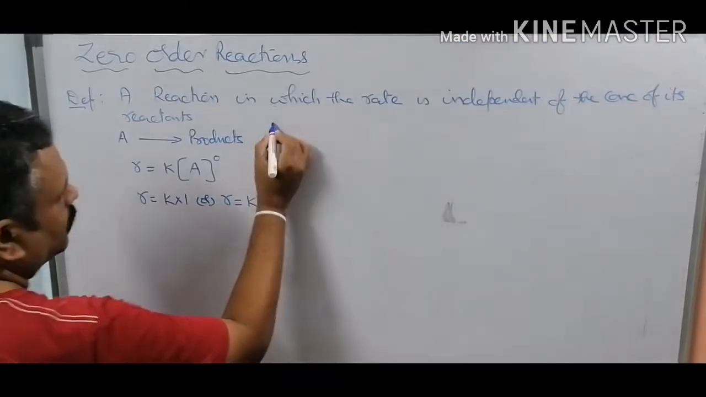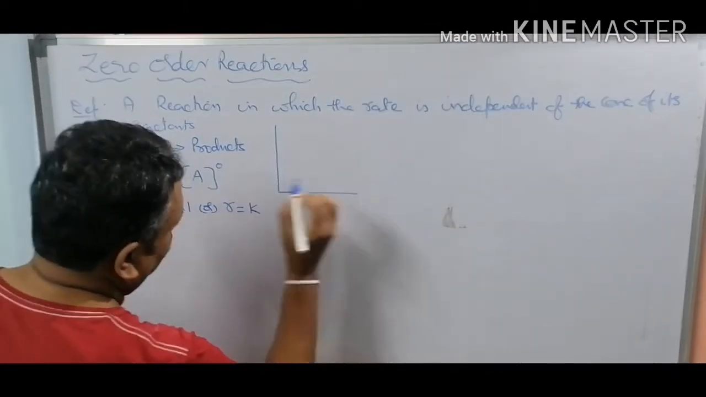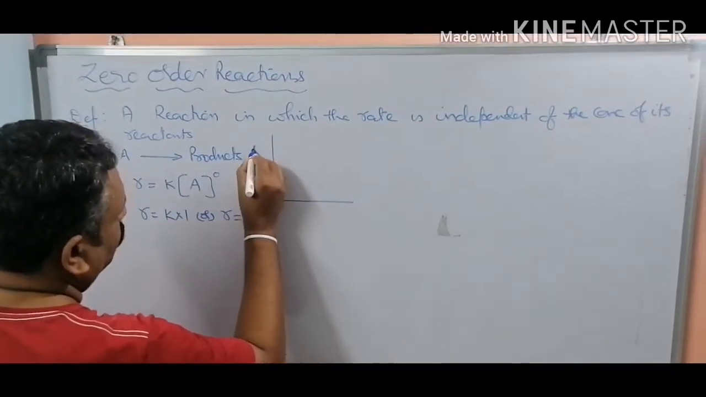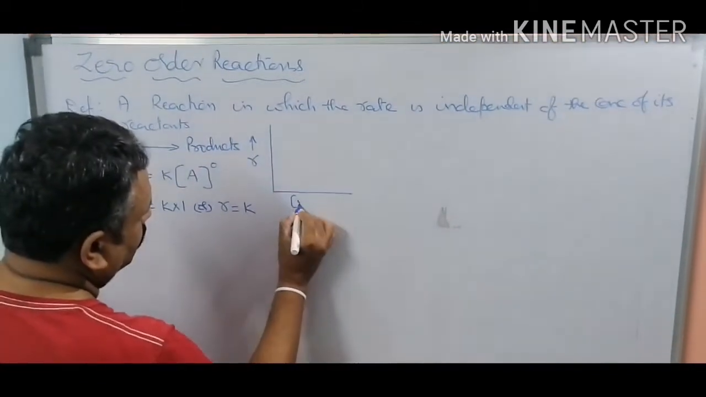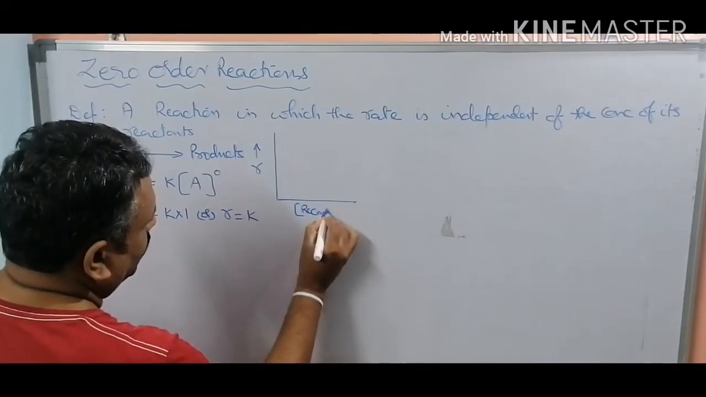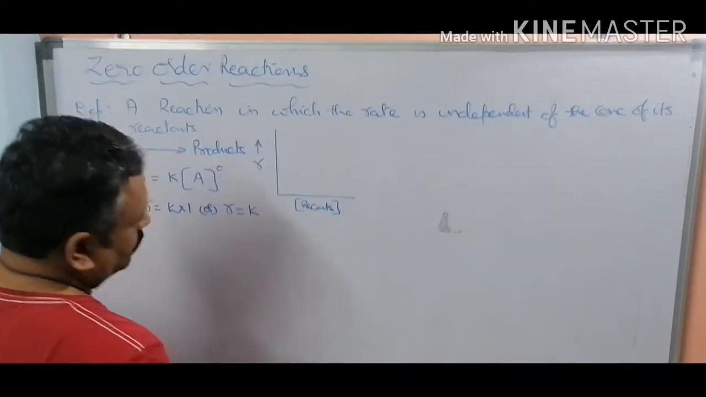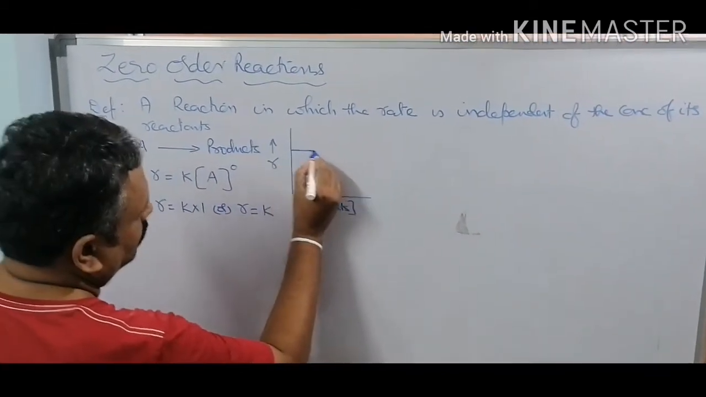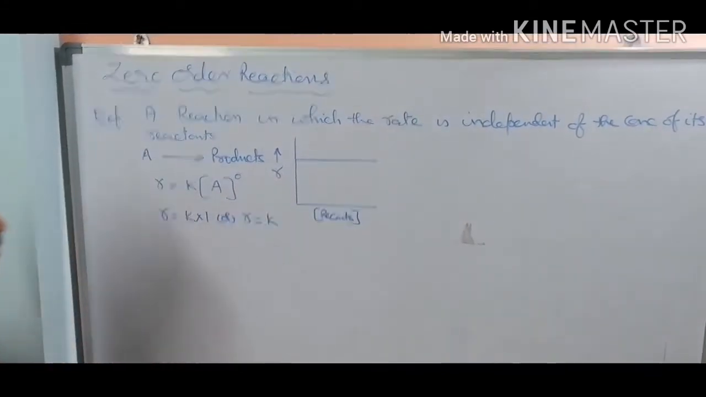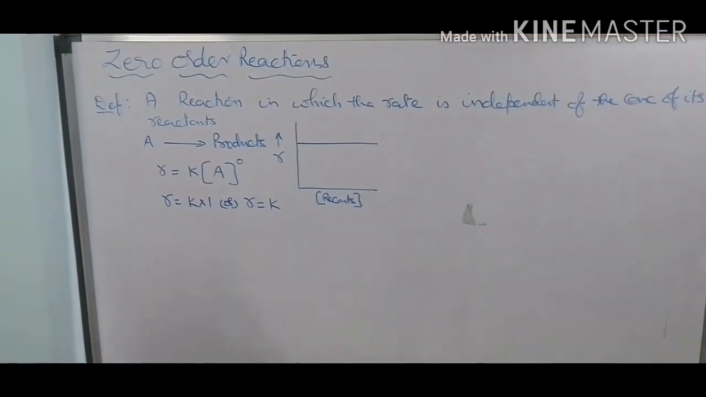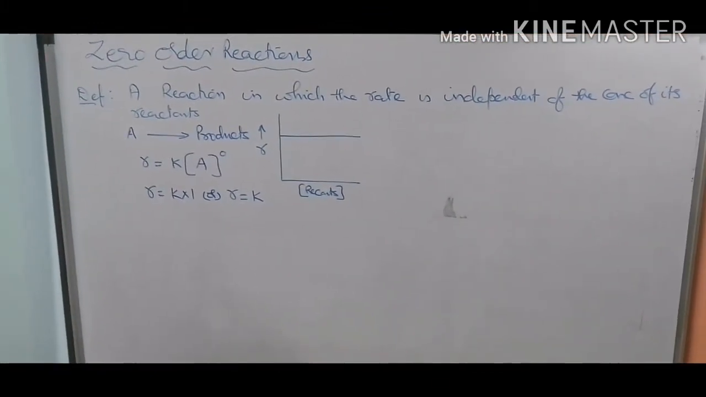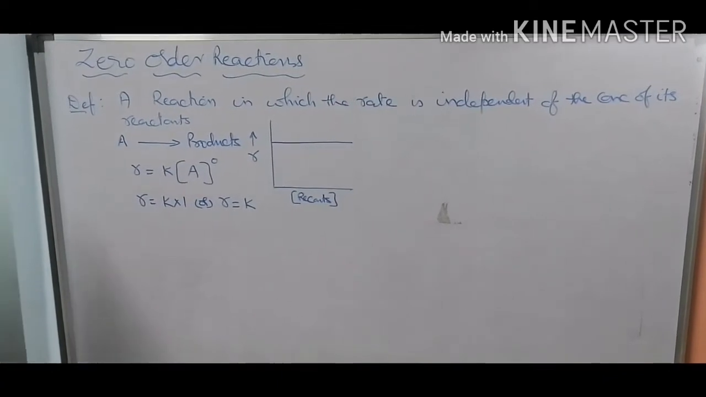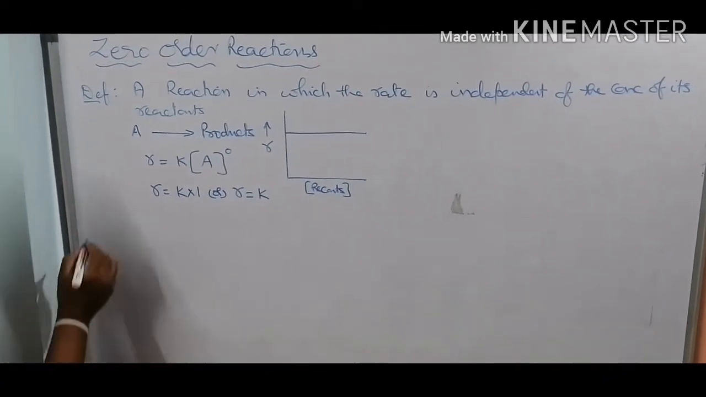So if you draw a graph between the rate of the reaction on the y-axis and the concentration of the reactants on the x-axis, then the rate shall be a straight line parallel to the x-axis. Since the rate remains constant, it is not dependent on the concentration of the reactant.